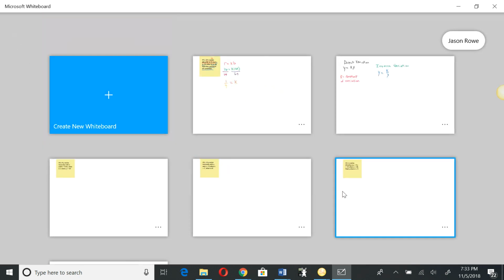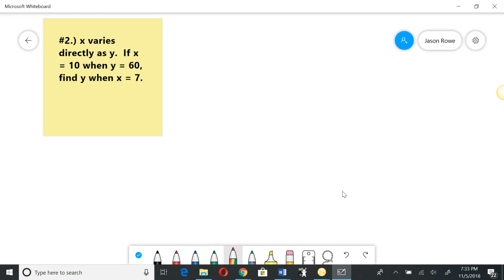All right, let's take a look at one like number 2. This one says x varies directly as y. So again, x varies directly as y. Important that you write them in that order. Don't mix them up, just because you know y usually goes first. So this would be x equals k times y. So then it says if x is 10 when y is 60. That always helps you find what k is. You're going to use that to find k. So it says x is 10 when y is 60.